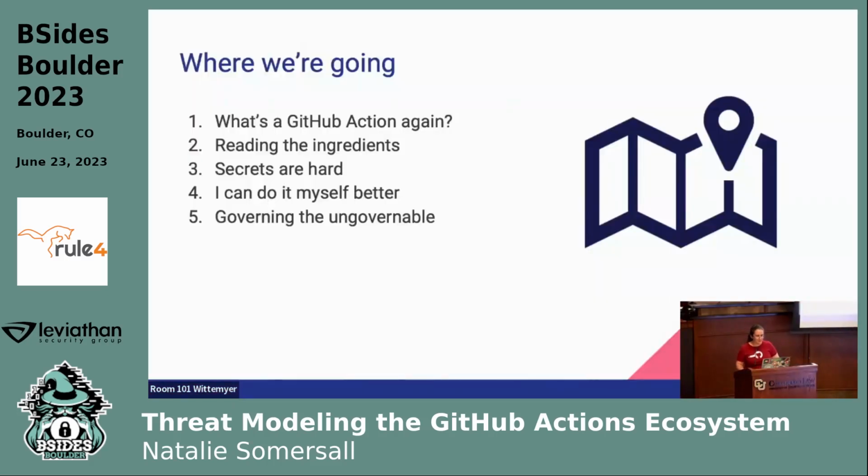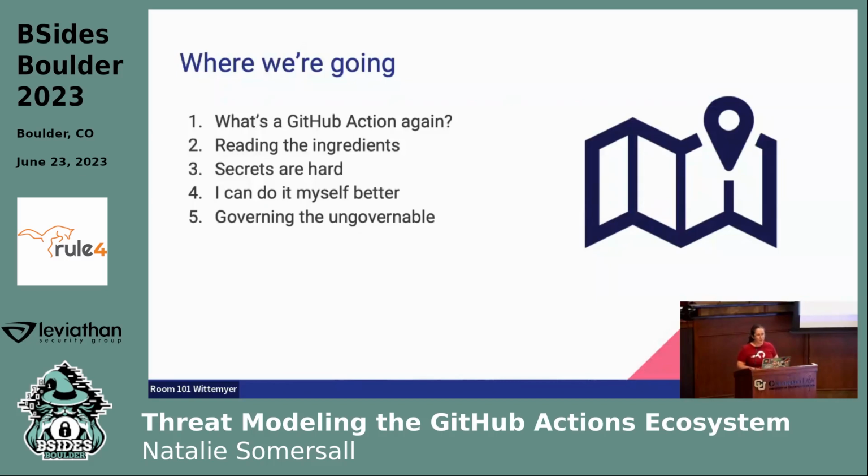So here's where we're going. We're going to talk a little bit about what a GitHub action is. We're going to dive deep into what goes into a GitHub action. We're going to talk about secret management because that is kind of like my second big pet peeve: putting secrets in your pipeline, putting secrets in your code, putting secrets in places that they can be read persistently, all that jazz.